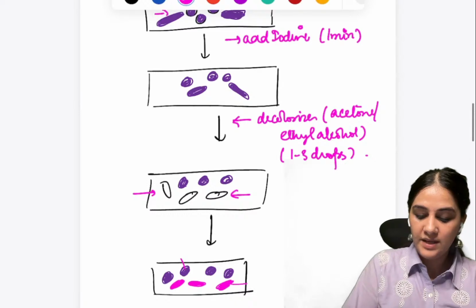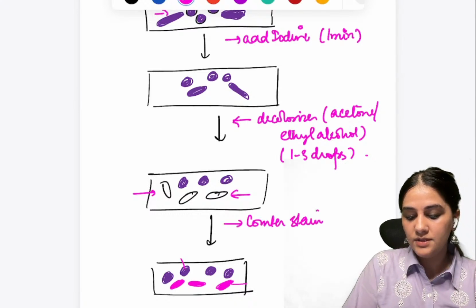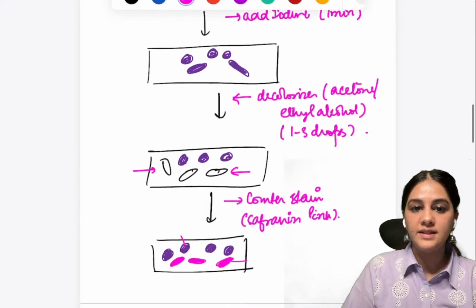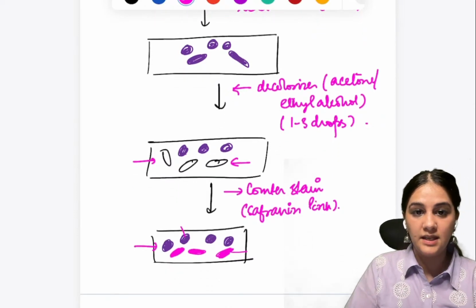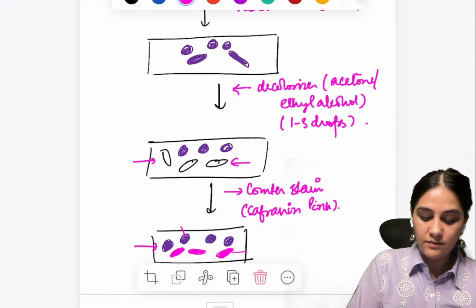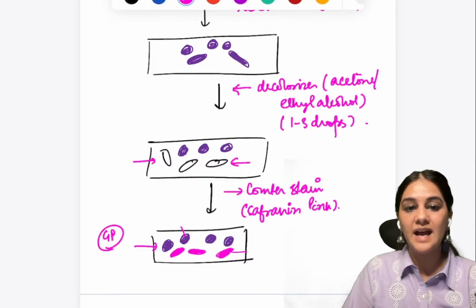So now what do we do? We add a counter stain. And what is the counter stain here? It is safranin, which is pink in color, right? So now what is happening is, can you see all these organisms have retained the primary stain? So this is your gram positive. These all are your gram positive.